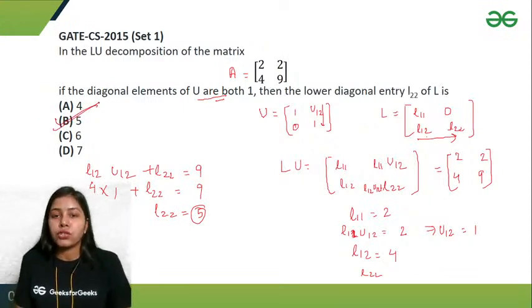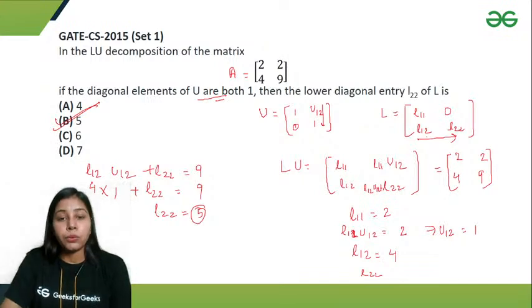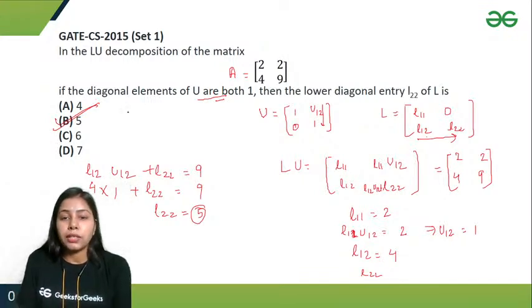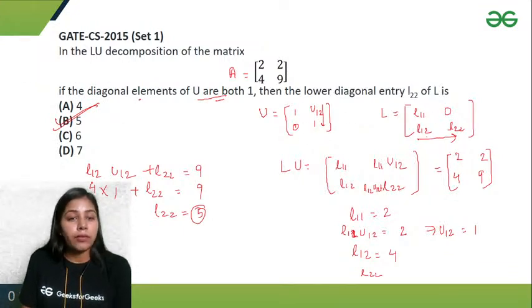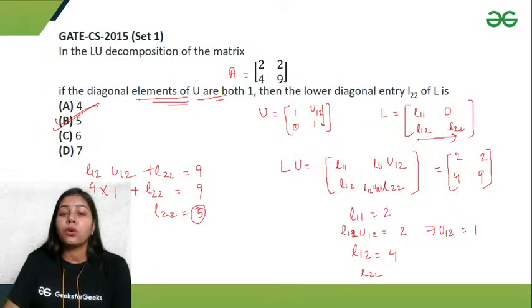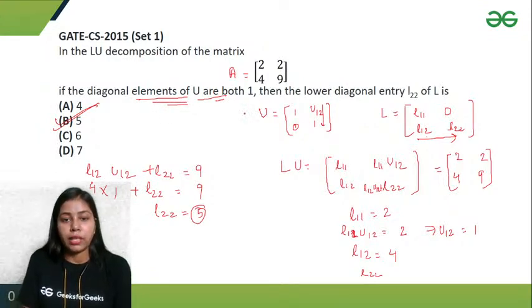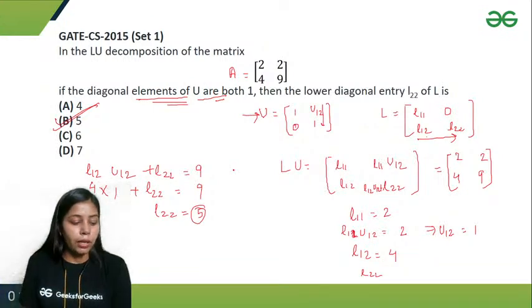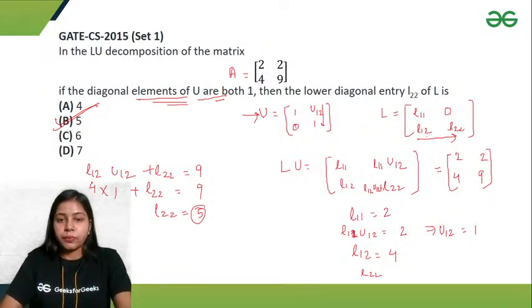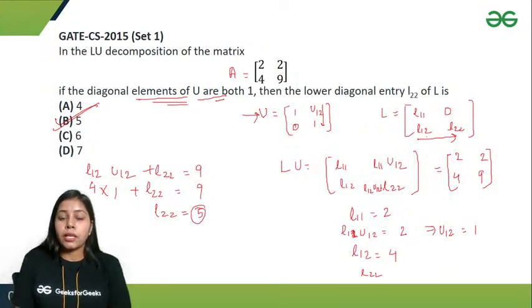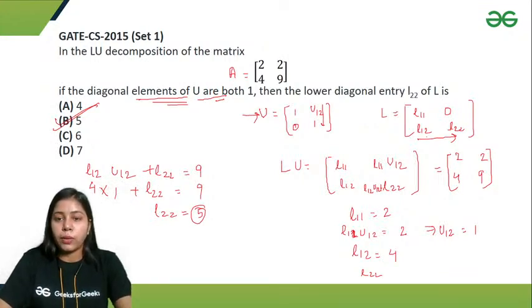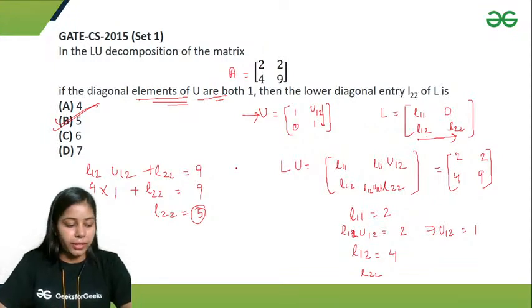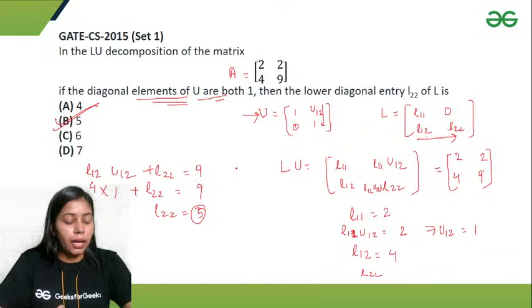So basically we just have to simplify. We have to take L and U. There is one thing you have to remember. Either you can take all the diagonal entries of U as 1 or of L as 1, because they have given that the diagonal entries of U are both 1, right? We have taken the diagonal elements of U as 1, so I cannot take L as 1. So either I take it for U, or I take it for L. Here I have taken it for U. That's why we have taken L12, L22 as the lower triangular matrix.